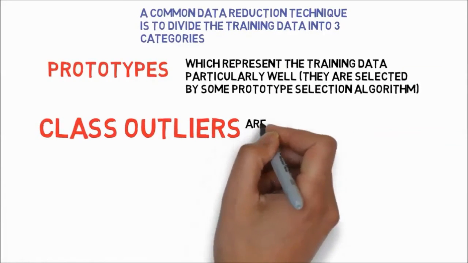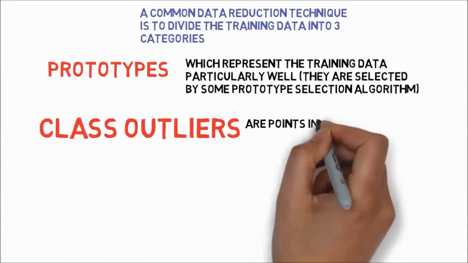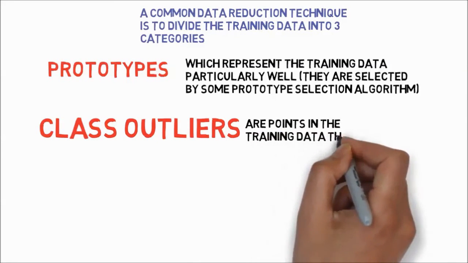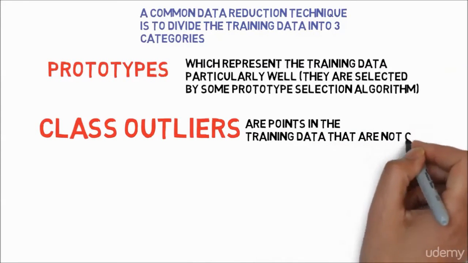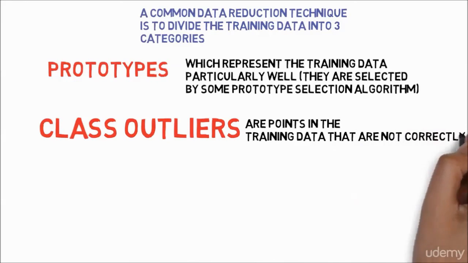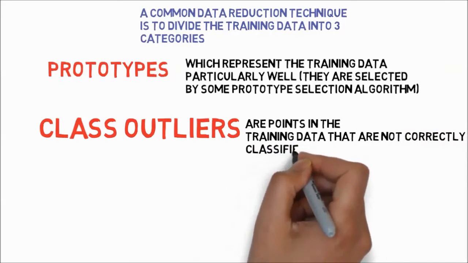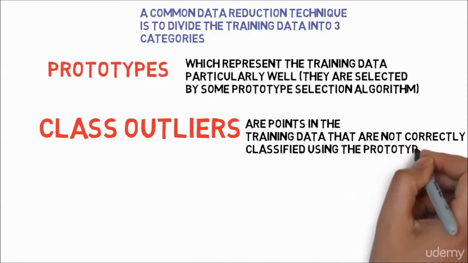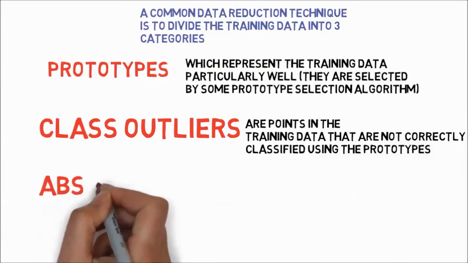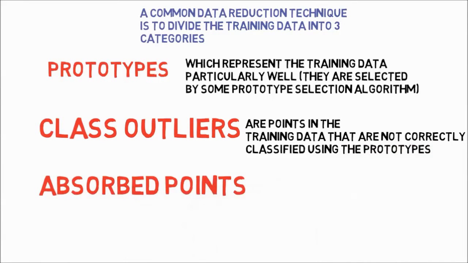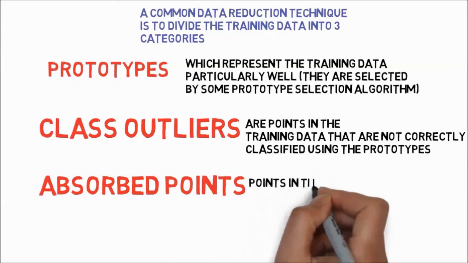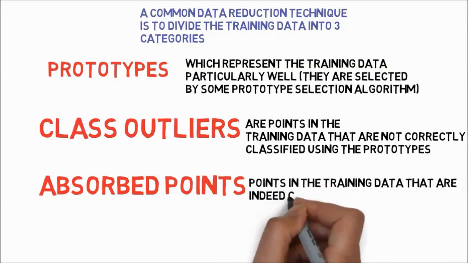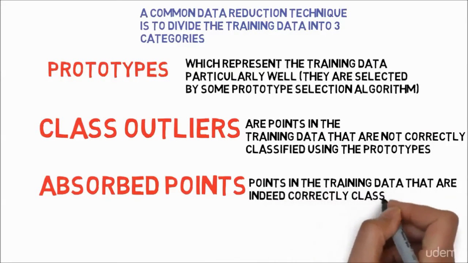The next category is class outliers. Once you've identified the prototypes using a prototype selection algorithm, you would go ahead and classify all the training data using these prototypes. Now, the class outliers are the points in the training data that are not correctly classified using our selected prototypes. And the absorbed points are the points that are correctly classified using the selected prototypes.